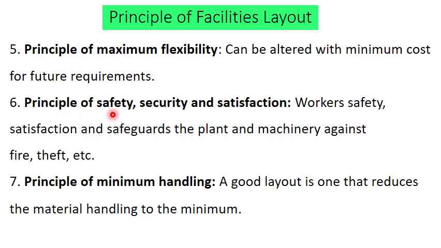And the sixth one is the principle of safety, security, and satisfaction. These are crucial concepts. The safety, security, and satisfaction also have to be kept in mind when we design the facility layout. Worker safety, maybe machine safety, equipment safety, satisfaction of the workers and employees, and safeguarding of the plant and machinery against fire, theft, and different accidents have to be considered when we design the facility layout. And the other is the principle of minimum handling.